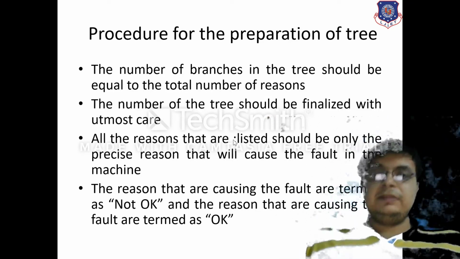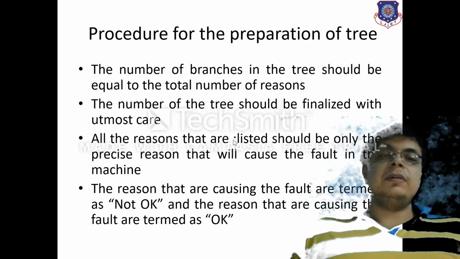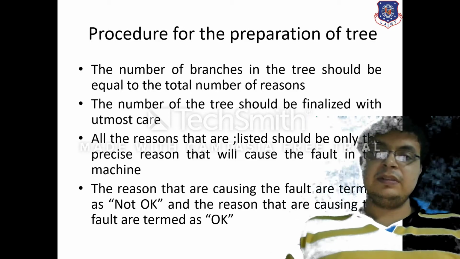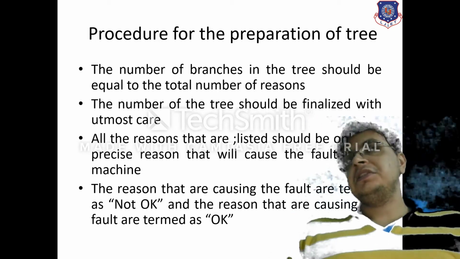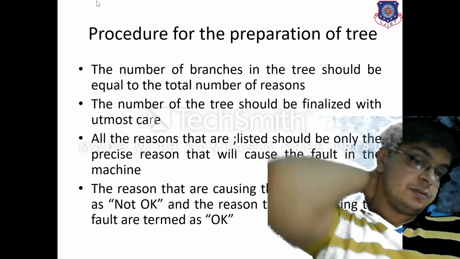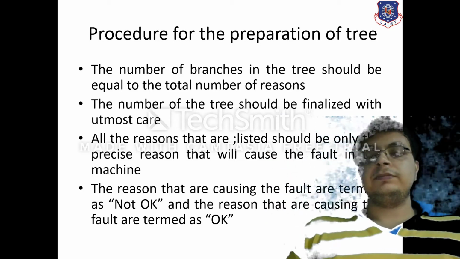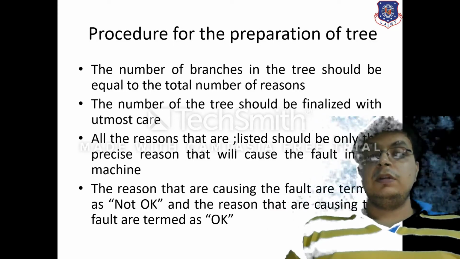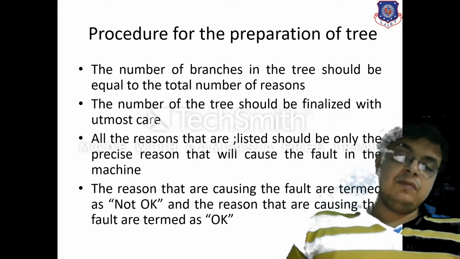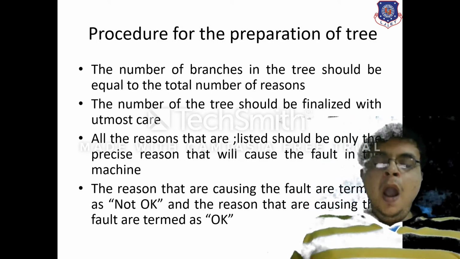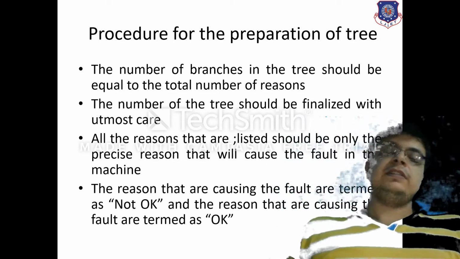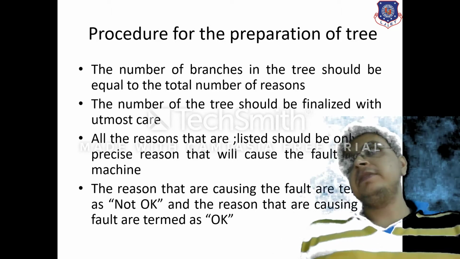Next, the number of branches in the tree should be equal to the total number of reasons, and the numbering of the branches should be done with the utmost care, because it is a very precise thing, so maximum care should be taken. All the reasons should be listed precisely, the reasons that will cause the fault in the machine. So this is how the listing will be done.